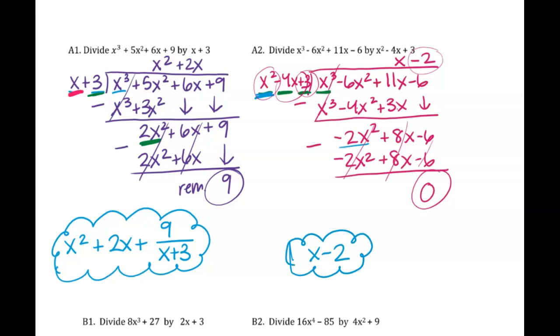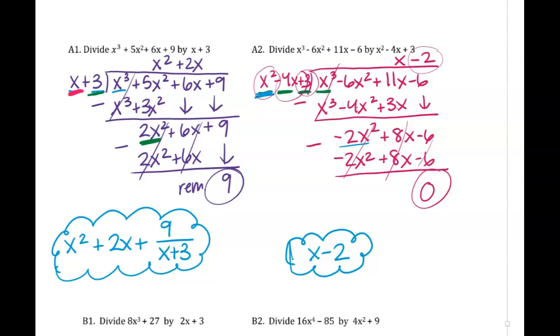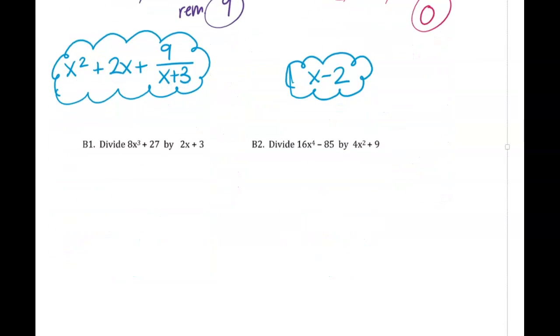And keep in mind what this means is if you multiplied x minus 2 times x squared minus 4x plus 3, you would get x cubed minus 6x squared plus 11x minus 6. Couple more. All right.